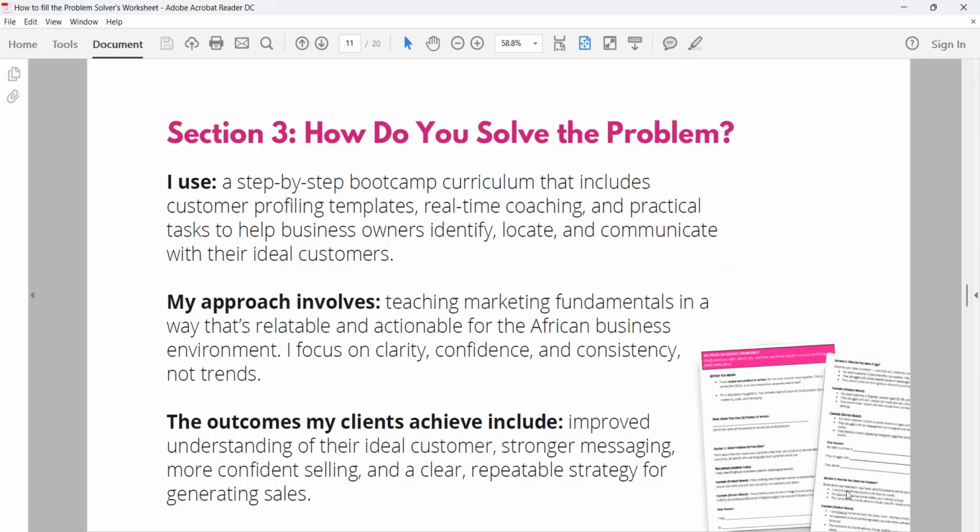All right. So what is the outcome? After doing A and B, what will happen to my clients? Improved understanding of their ideal customers, stronger messaging, more confidence with selling, and a clear, repeatable strategy for generating sales. This is the result that I get for my clients using my approach.